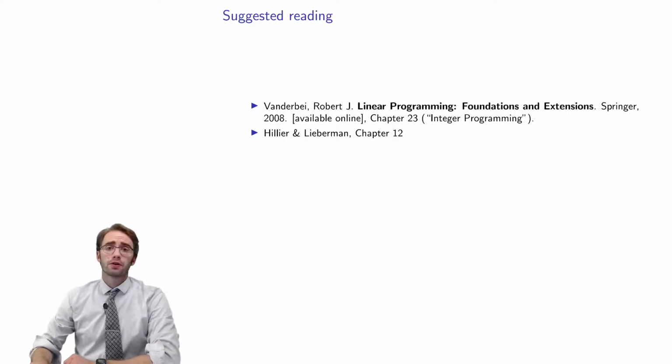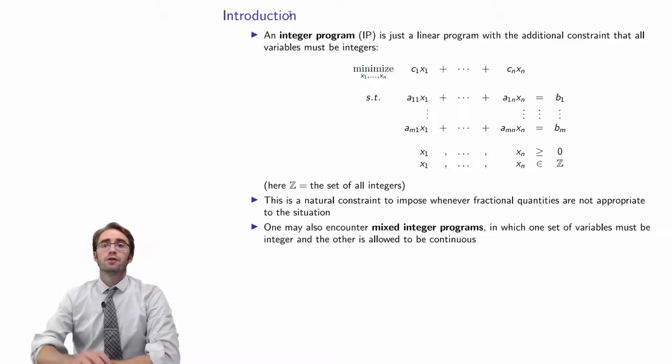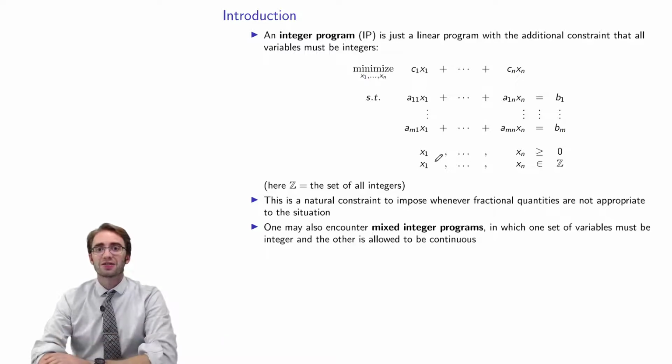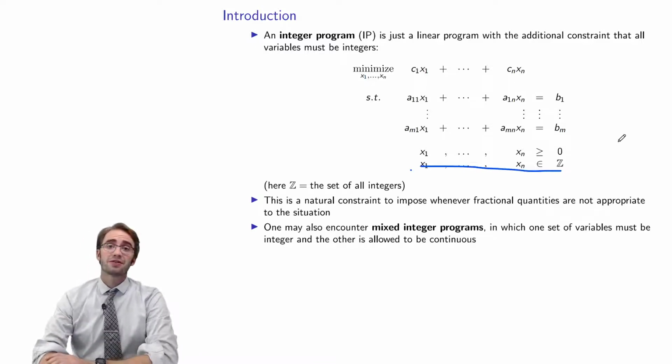An integer program is just a regular old linear program, but with an additional restriction that all of the variables have to be integers. Okay, so it looks just like a linear program. You've got the same objective function, linear constraints, and so forth. And this happens to be in standard form, but it doesn't have to be. But you have this extra condition that all of the variables have to be integers.